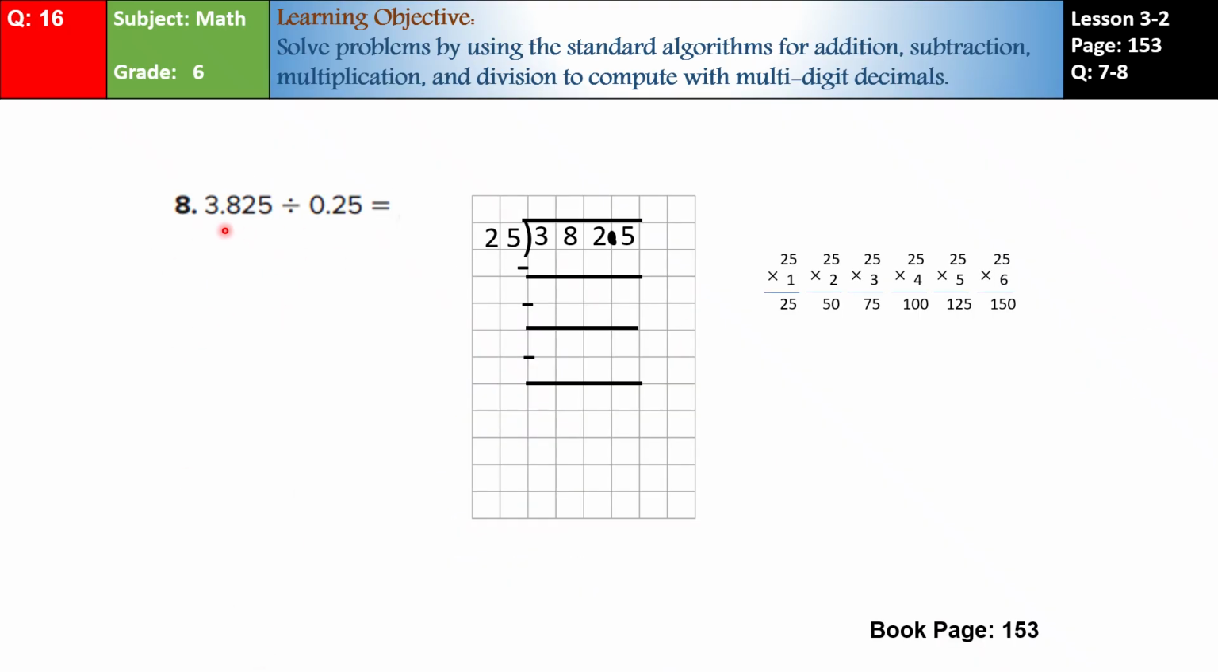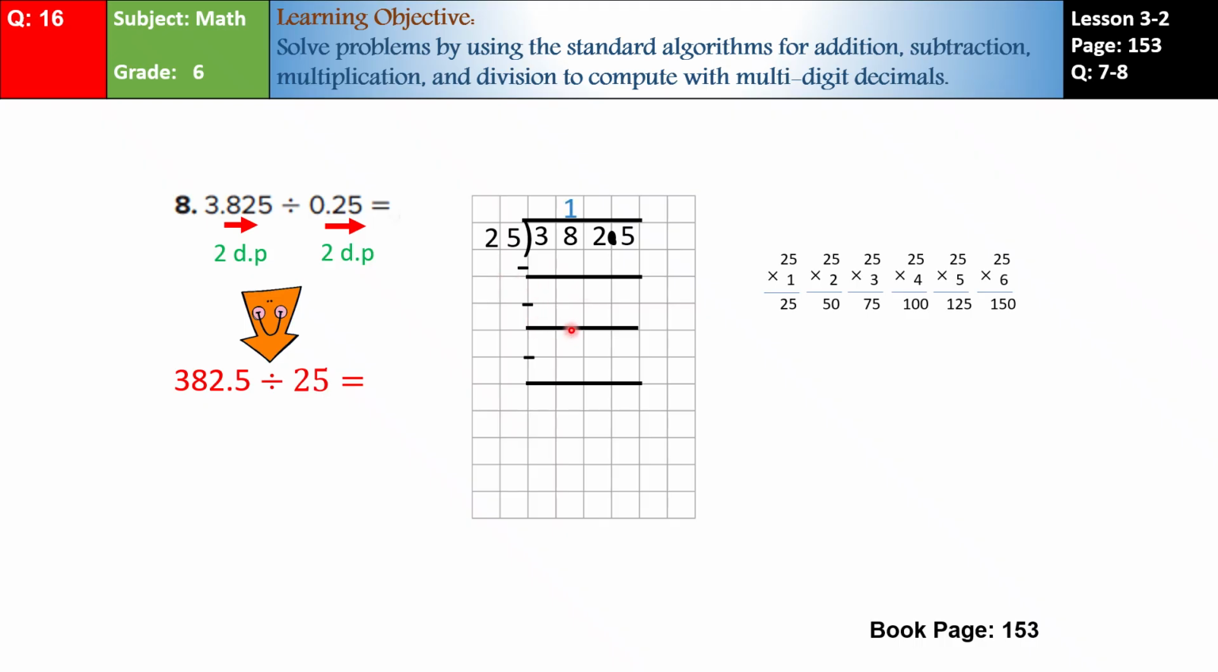Another question, 3.825 divided by 0.25. Now we have two decimal places. So what we are going to do, two decimal places are there. So multiplied with 100, it will give you 382.5 divided by 25. The numerator, the first number, goes inside. Now again, for your help, you can write the table of 25 at some corner.